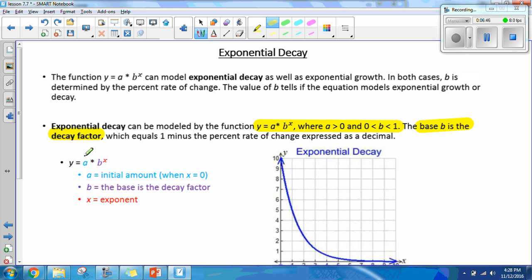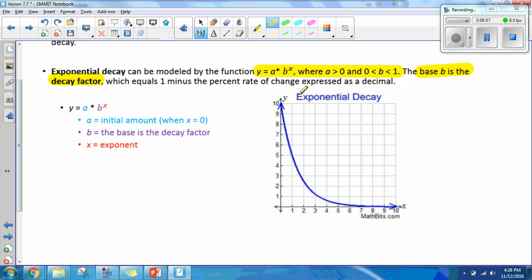So again, we have a, which is the initial amount when x is equal to 0, b is the base of the decay factor, and x represents our exponent. And this is a graph of an exponential decay function.